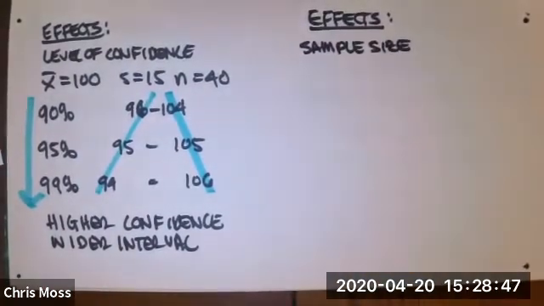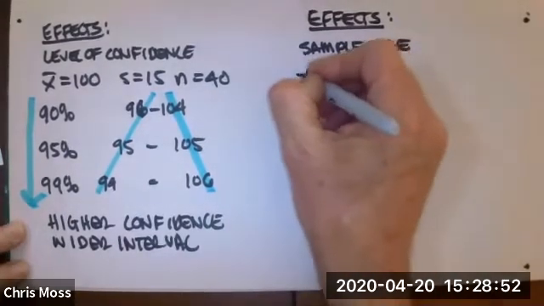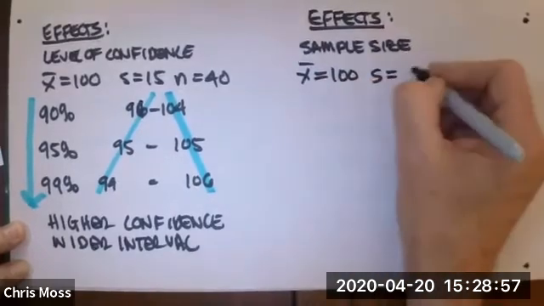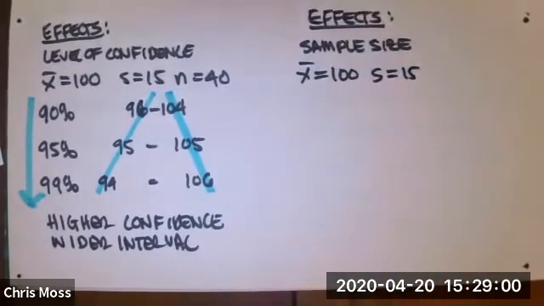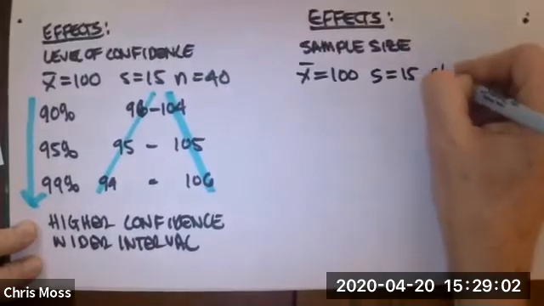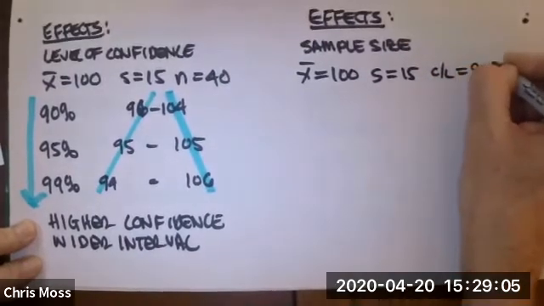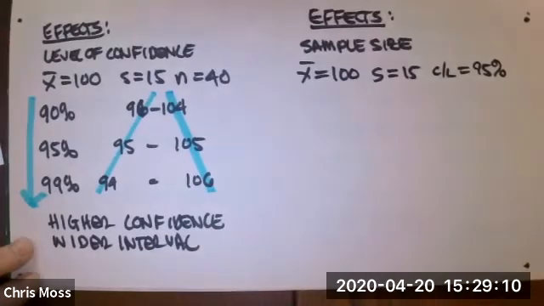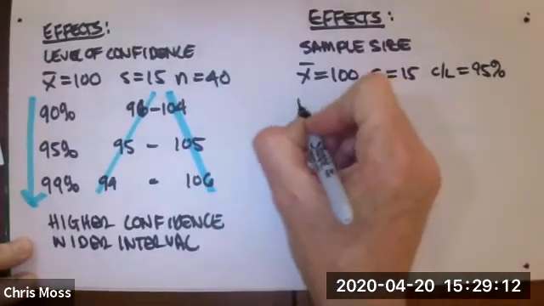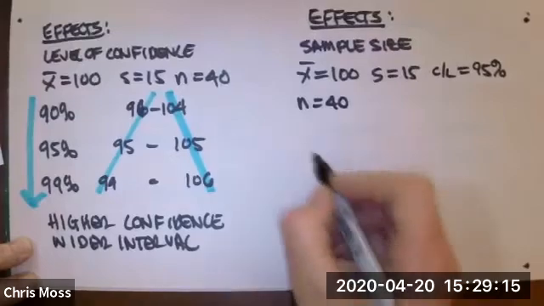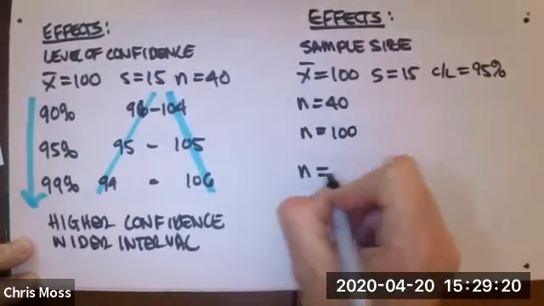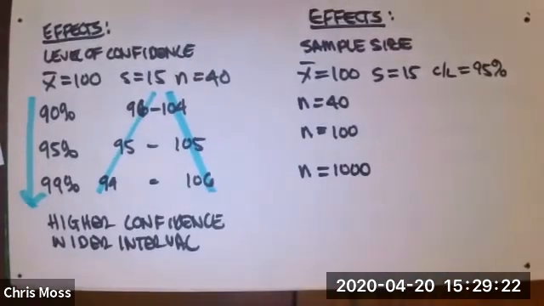That was one of the reasons for the sample size determination, by the way, in section 7.1. So for this particular example, again, I'm going to use a sample with a mean of 100 and a standard deviation of 15. This time I'm going to keep the confidence level equal for all my examples at 95%. And what I'm going to do is take a look again at a couple of different examples. N equals 40, N equals 100, and N equals 1,000.